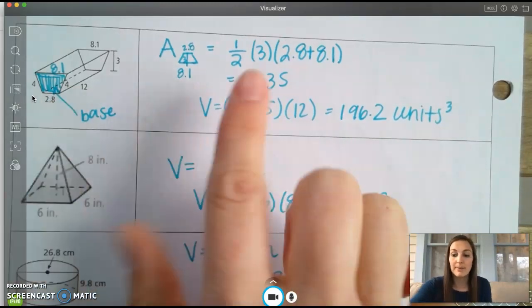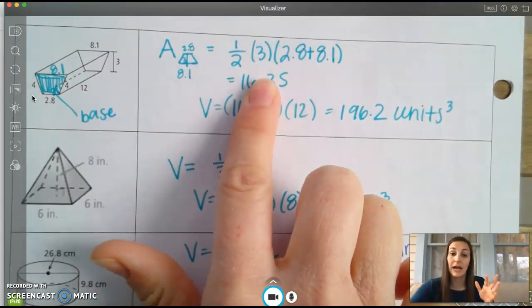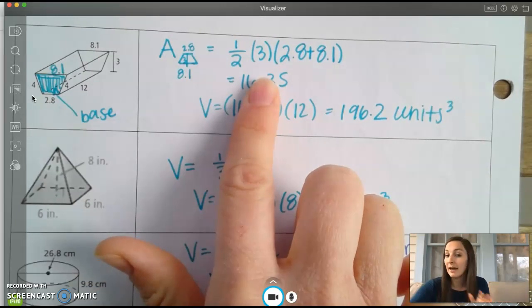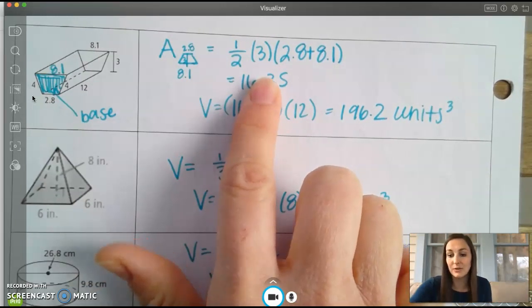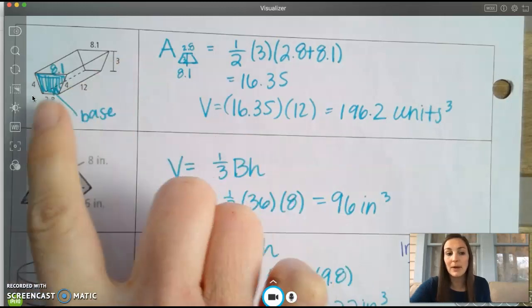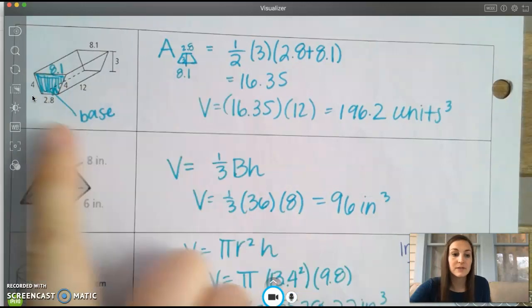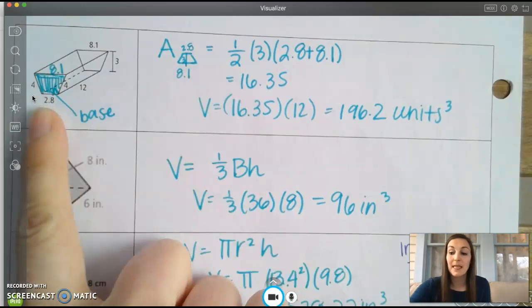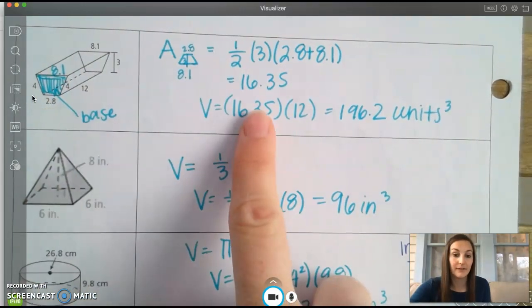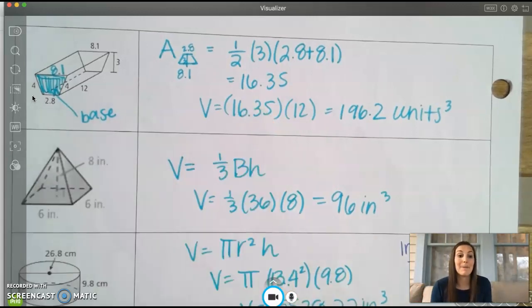So for that trapezoid, 1/2, the height of the trapezoid, so just to clarify, height of the trapezoid, not height of the prism, that is 3. And then my bases are 2.8 and 8.1. So the area of just this front trapezoid, my base, is 16.35. So now that I know the area of my base, I need to multiply it by its height.